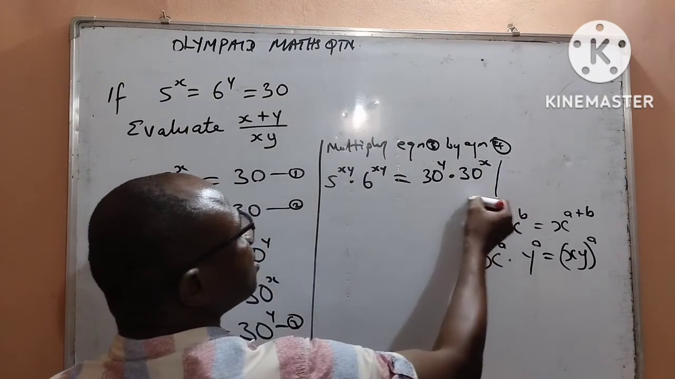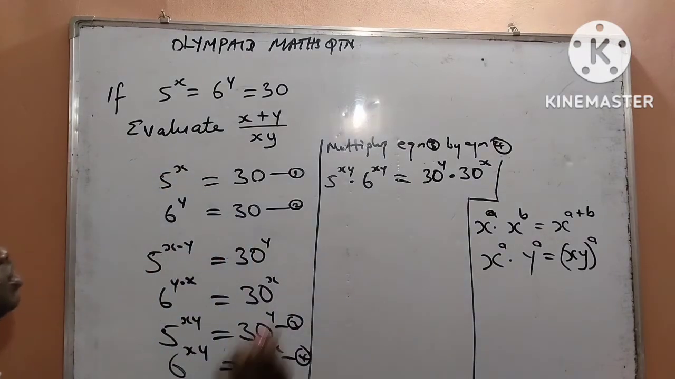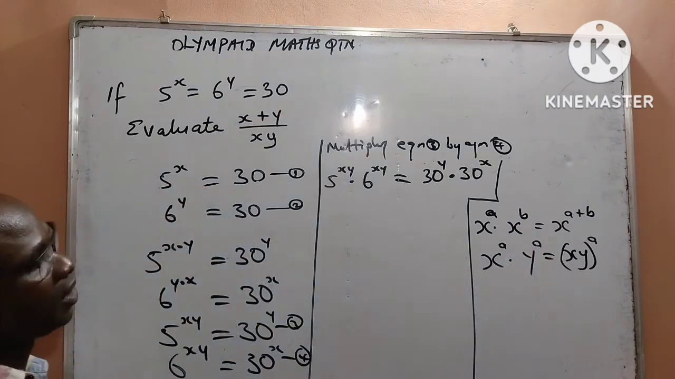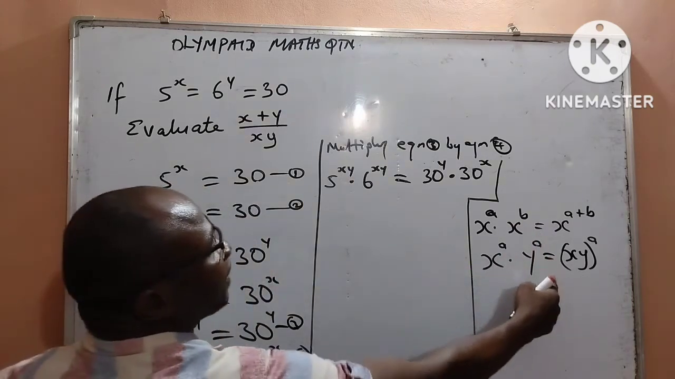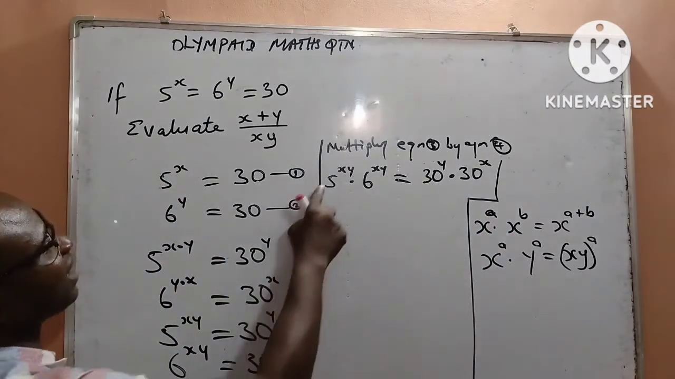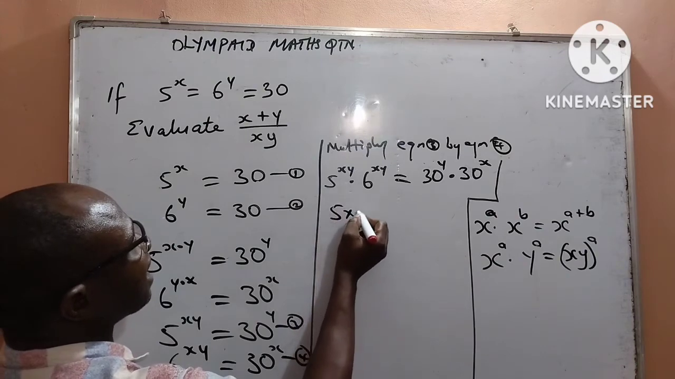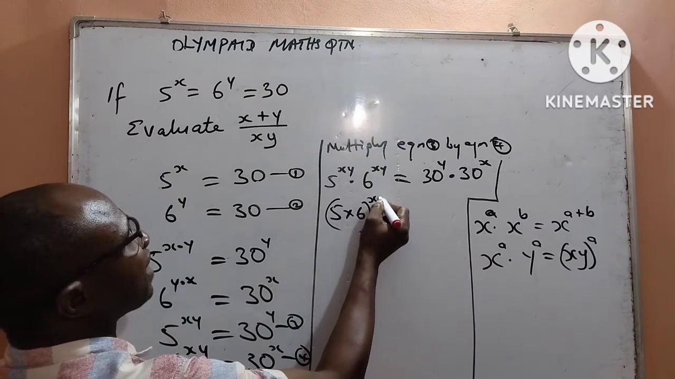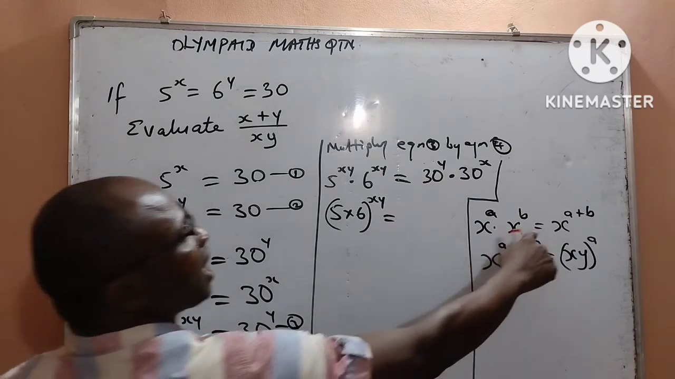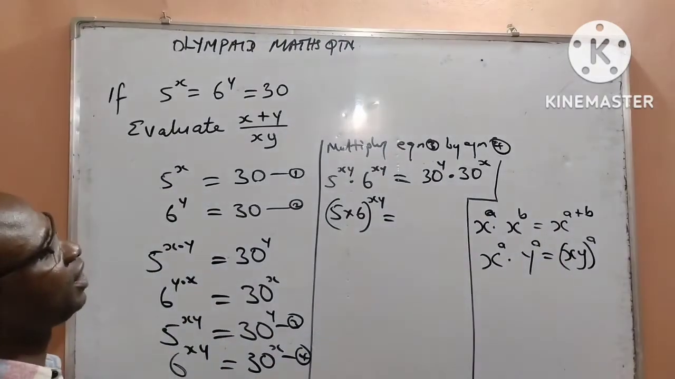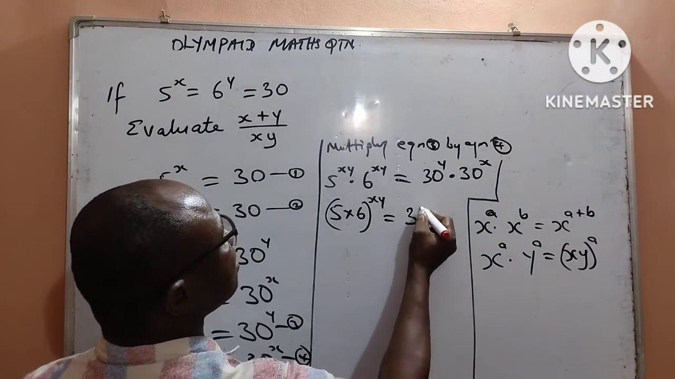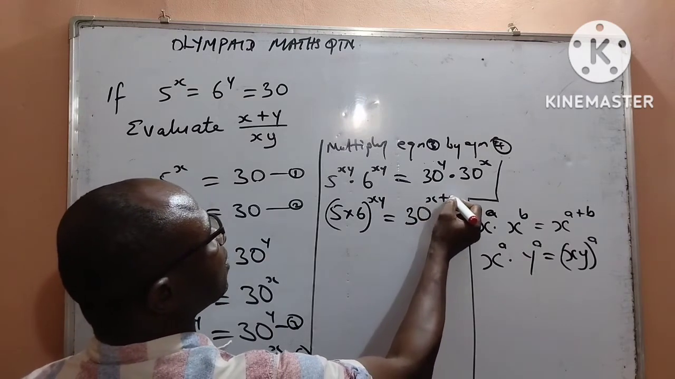So looking at this, you will now see how it leads us. The powers are now equal as I have in this law of indices, the product law of indices. Why the first one is called the multiplication law of indices. So I can now say 5 times 6 all to the power of xy as I have put it here. And by the right hand side, I will use the multiplication law of indices. The bases are the same, so I write 30 to the power x plus y.